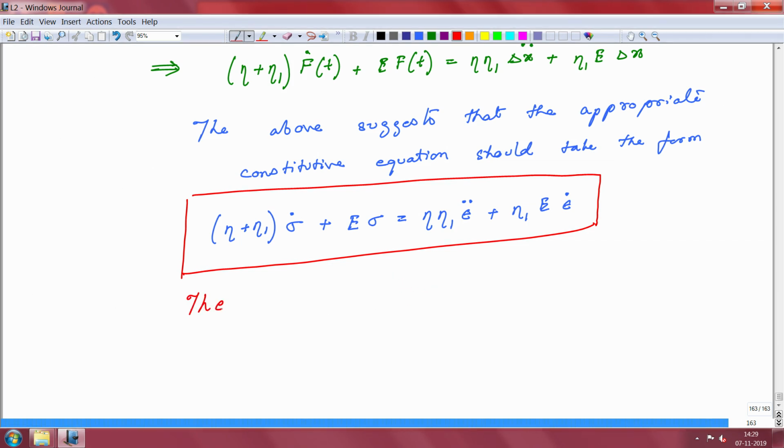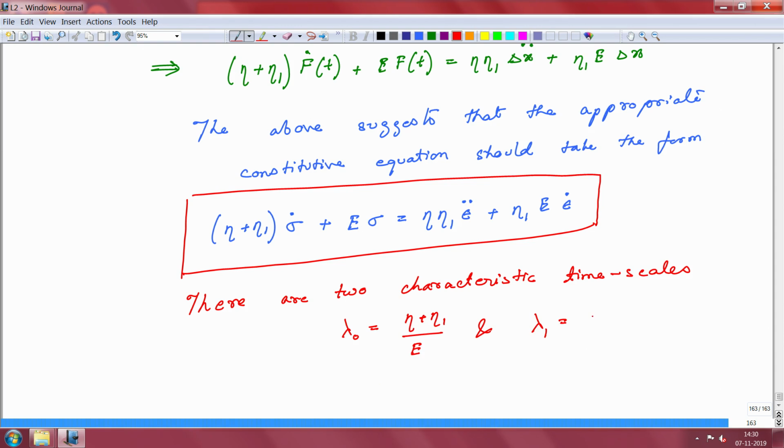Before I end this particular discussion, I just want to note that there are two characteristic time scales in Jeffreys fluids. The first one is eta plus eta 1 by E, and the second one is eta 1 by E.